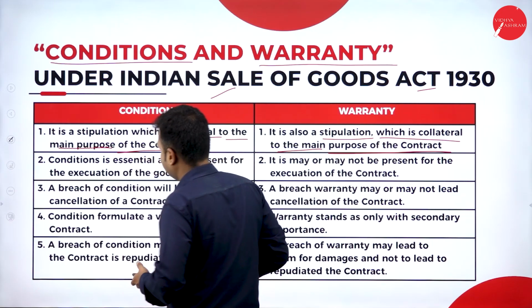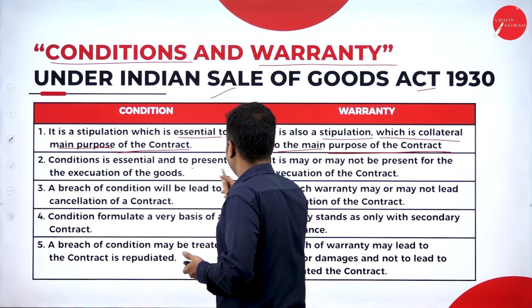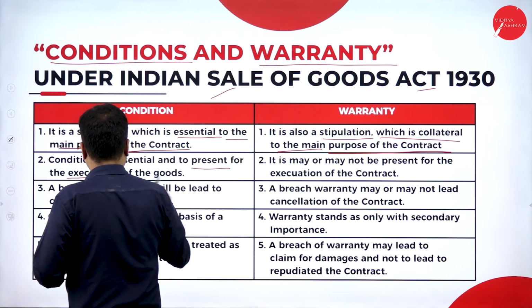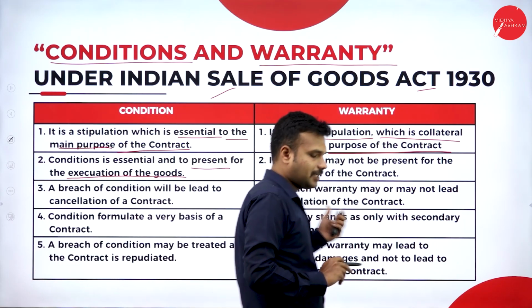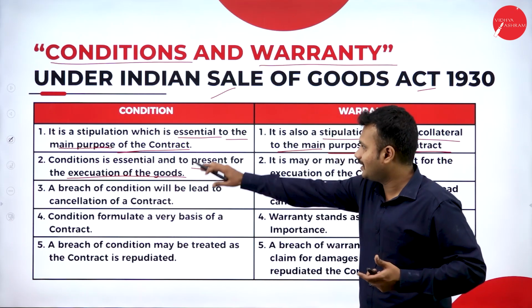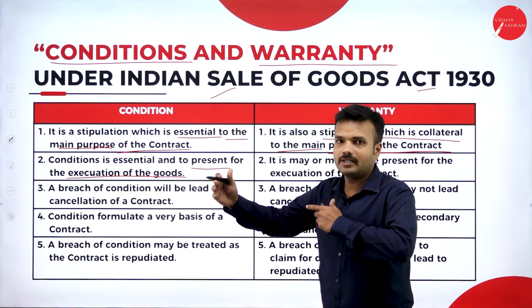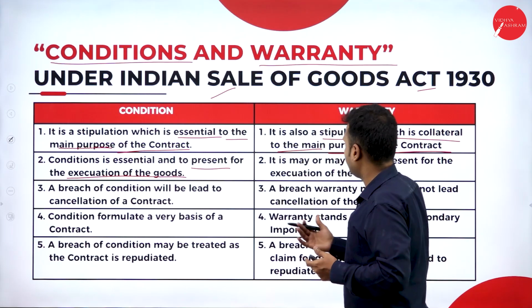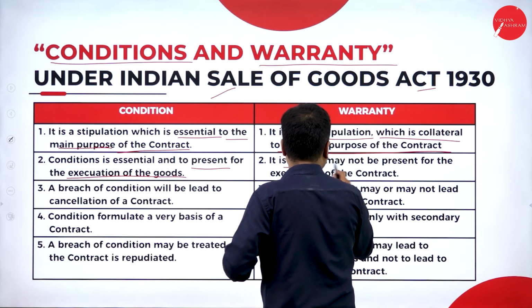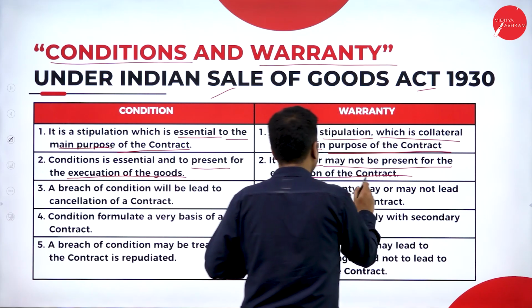The next difference is that conditions are essential and present for execution of goods. Why is it needed? Without execution, these terms and conditions are just a waste of time. So before executing the goods, what are we supposed to do? Discuss all the terms and conditions. Warranty may or may not be present for the execution of goods.